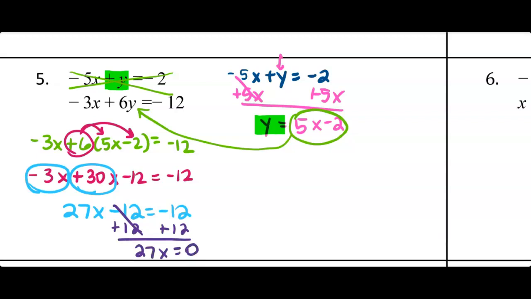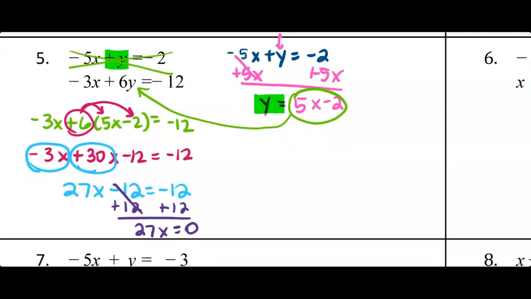Now, a lot of students at this point think, oh, well, it's 0, so there's no solution. 0 is a number. Don't discriminate against 0. Our last step is to divide by 27. So we just get that x is equal to 0.